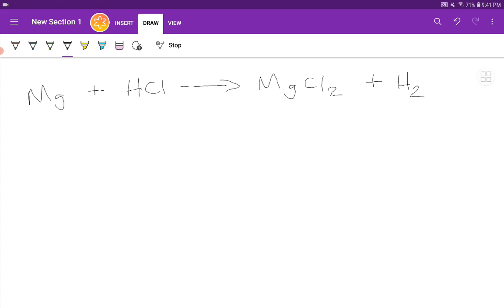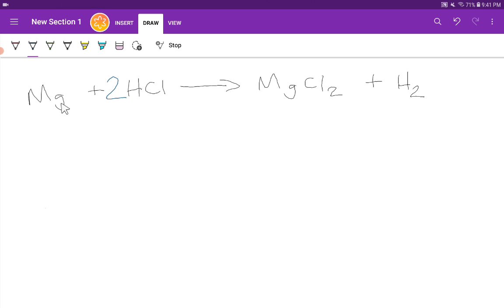So looking at this molecular equation, the first thing we have to do is ensure that our equation is balanced. If we look, we see that we have one magnesium on the left, one magnesium on the right. We have two hydrogens on the right, but only one hydrogen on the left. And we have two chlorines on the right, but only one chlorine on the left. So we're going to need to multiply our HCl by 2 in order to balance our equation. So now our equation is balanced.